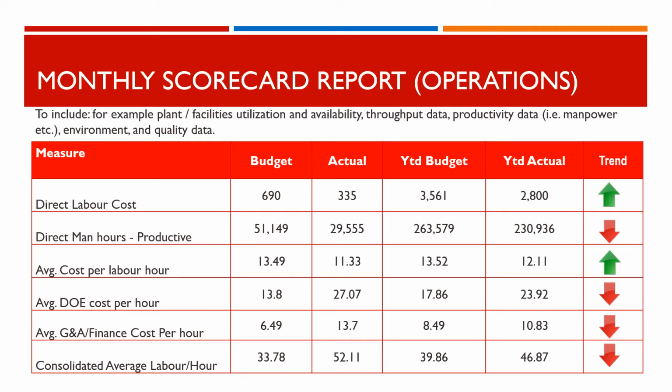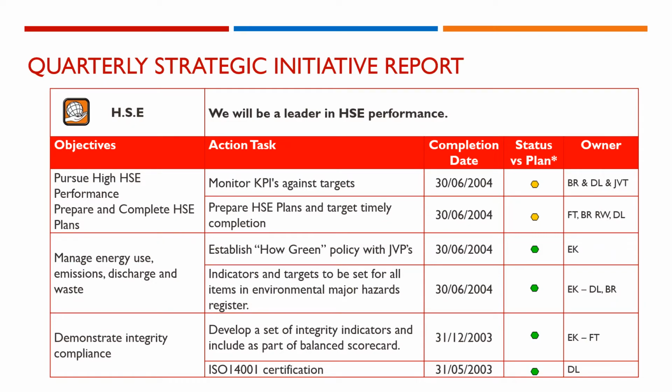Ideally, your organization will be able to deploy a series of monthly scorecard reports, such as the one illustrated here. This operations scorecard report measures performance across a number of KPIs and displays performance against budget and year-to-date forecasts. This scorecard follows the same format and presents health and safety performance data.